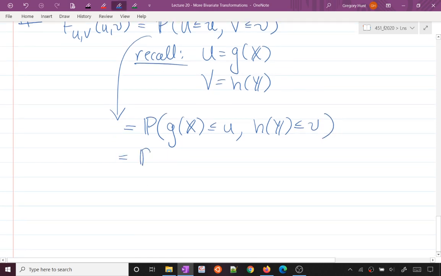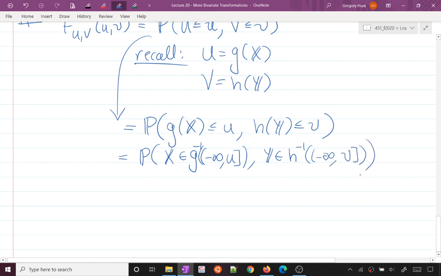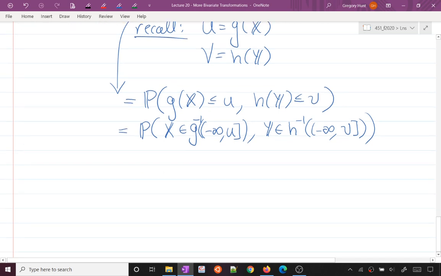And we could write this in terms of inverse images. This is the probability that x is in the inverse image of g of the set negative infinity to u, and that y is in the inverse image of h of the set negative infinity to v. So those are equivalent statements based on what it means for transformations of random variables.